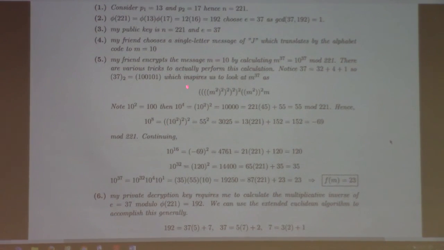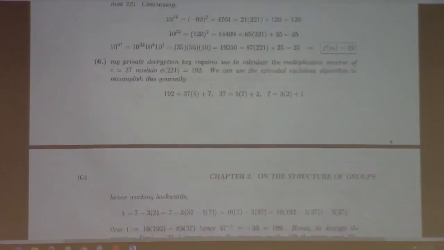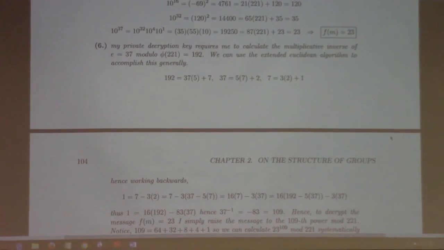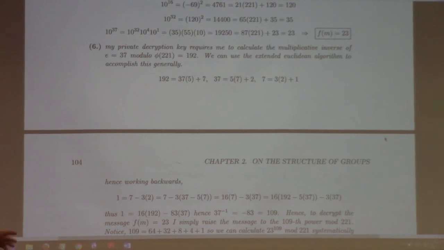You keep track of what you're doing. You can chop down a number of steps. Anyway, long story short, 23 is what you get. 10 to the power 37 modulo 221 is 23. And then I calculate the decryption key as I describe here. If you read through here, you'll see that I find the d, and when I raise it to the power d, it undoes it, and we get back to 10.